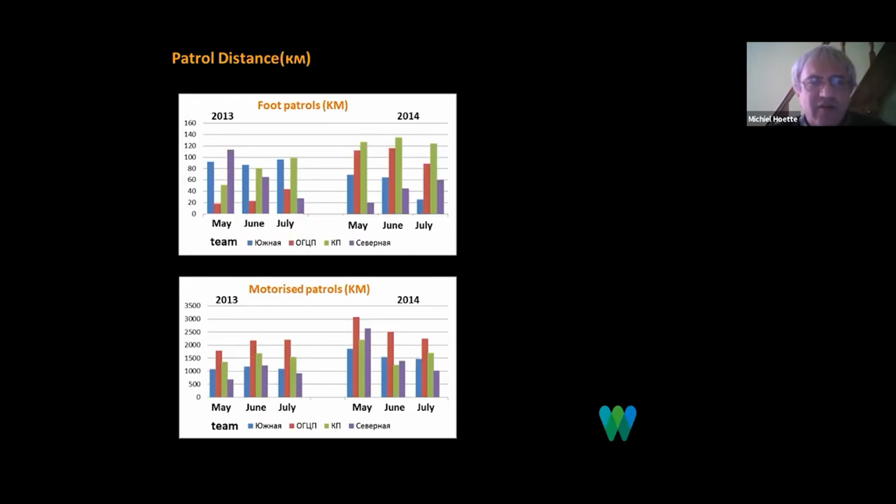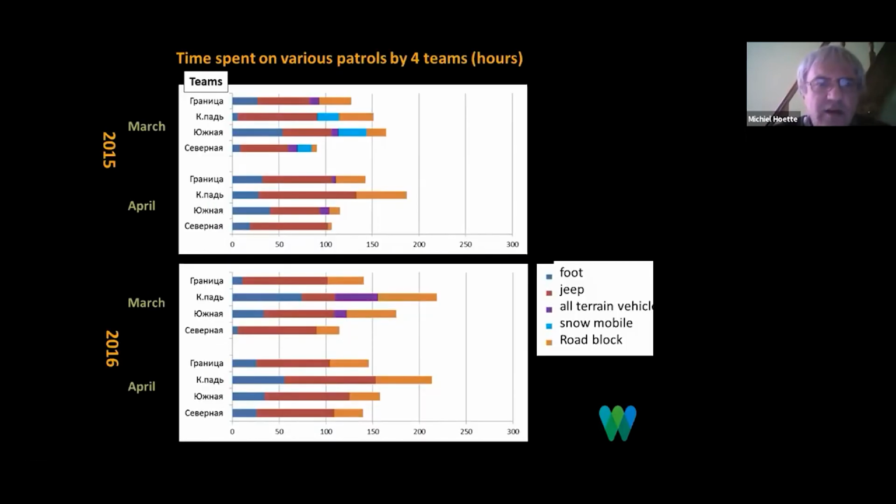This is an example of graphs that can be made of patrol efforts. For instance, distance of foot patrols and distance of motorized patrols by various teams in various months in 2 years that you compare. Another example, how much time is spent by different teams in different months on various types of patrols.